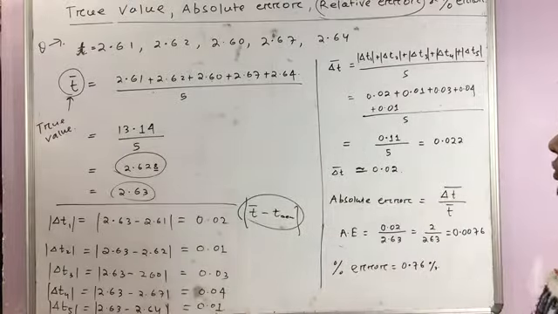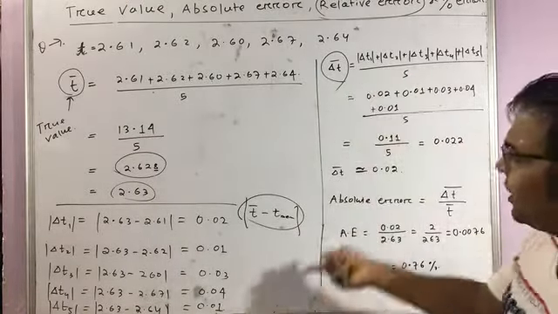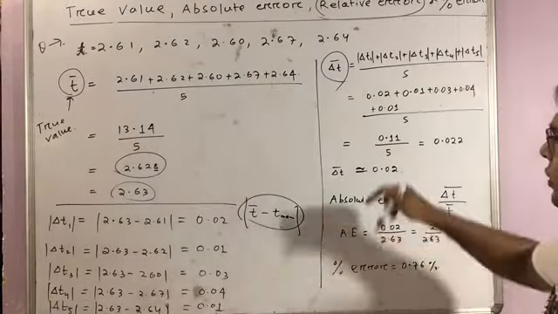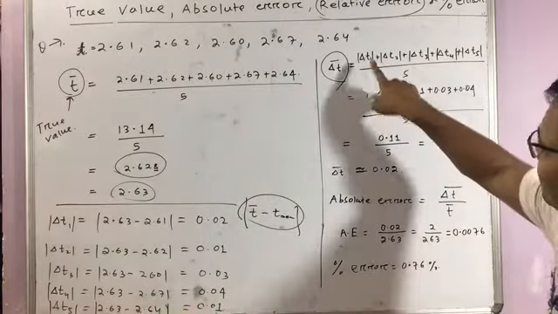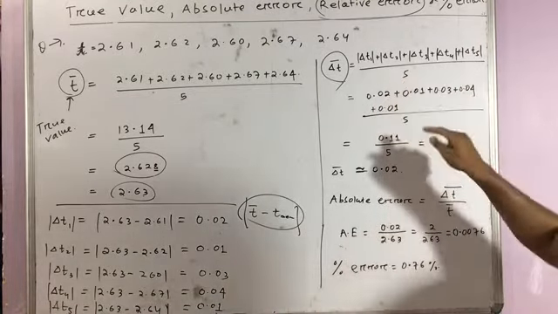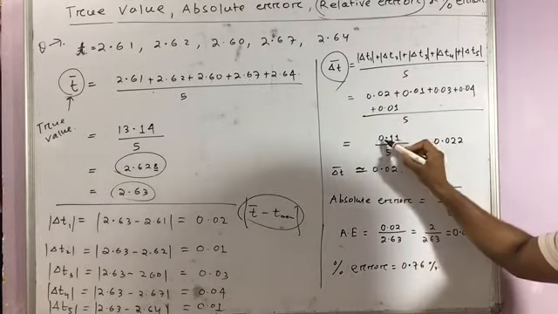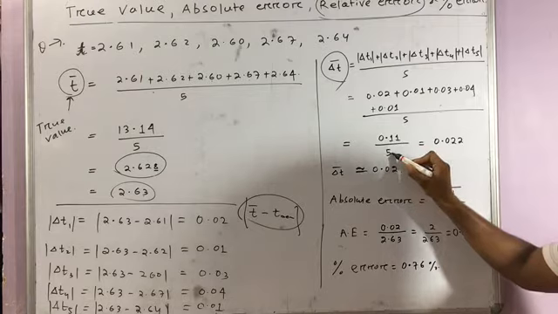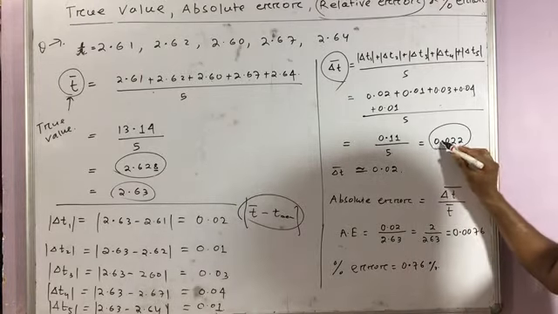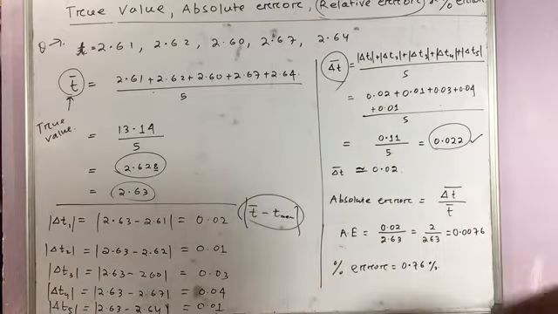Now comes your mean absolute error. Our formula is the mean of all the absolute errors. We got 5 absolute errors here, so I have added them and, since there are 5 observations, divided by 5. Added here, I get 0.11 by 5. So the result is coming out to be 0.022.